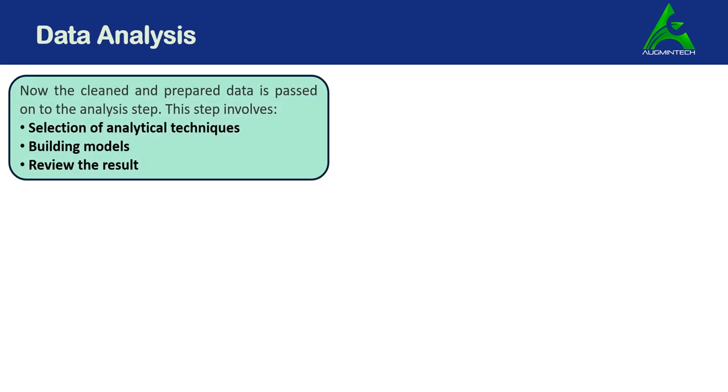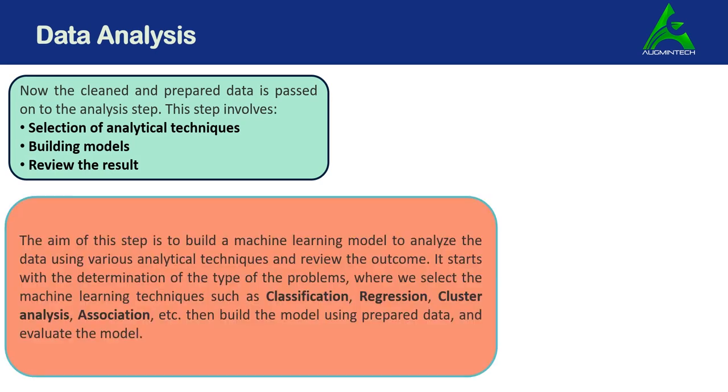Now let's move to the next step, that is data analysis. Now the clean and prepared data is passed on to the analysis step. This step involves selection of analytical techniques, building models, and then reviewing the result. The goal of this step is to build a machine learning model that would analyze the data using various analytical techniques and then review the outcome. It starts with determination of the type of problem, where we select the machine learning techniques such as regression, cluster analysis, classification, or association, and then build the model using prepared data and then lastly evaluate the model. Hence, in this step, we take the data and use machine learning algorithms to build the model.